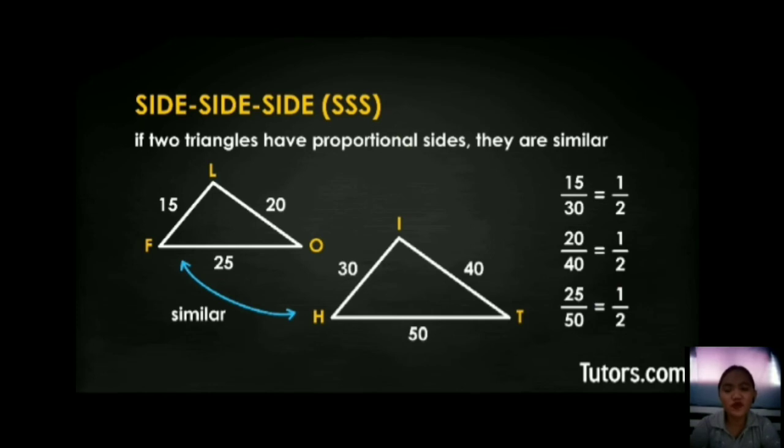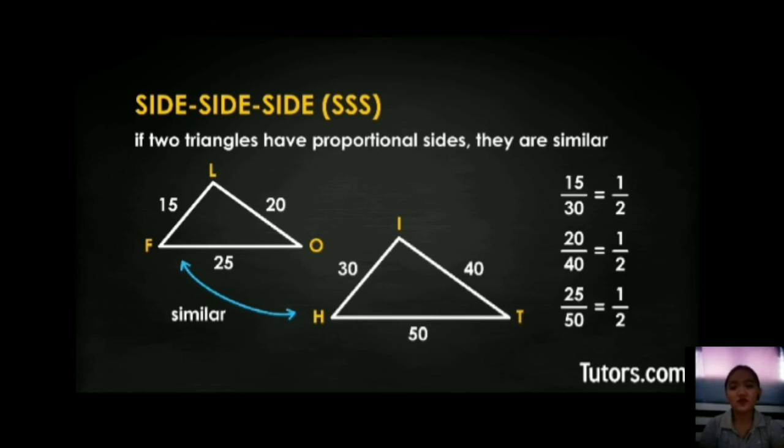So let's move on to our third and last theorem. The last theorem is side-side-side, or SSS. This theorem states that if two triangles have proportional sides, they are similar. This might seem like a big leap that ignores their angles, but think about it: the only way to construct a triangle with sides proportional to another triangle's sides is to copy their angles.